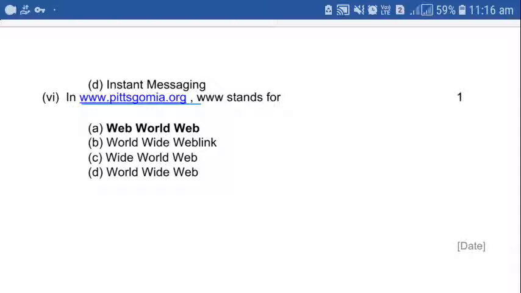So World Wide Web. The options are Web Link, Wide World Web, or World Wide Web. So the right answer is D. In these options the bolded option is A, but it is wrong. So the right answer is D, World Wide Web.